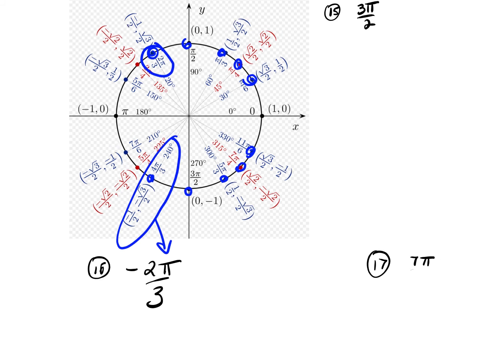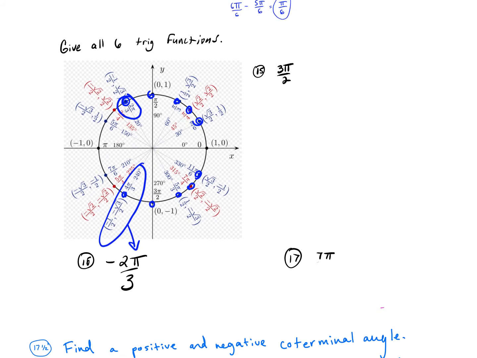Well, that's what I did. Find the coterminal angle because that has the same ending spot. So if I subtract 2 pi, that would be 5 pi. Still not on the unit circle, so subtract 2 pi again. That would be 3 pi.